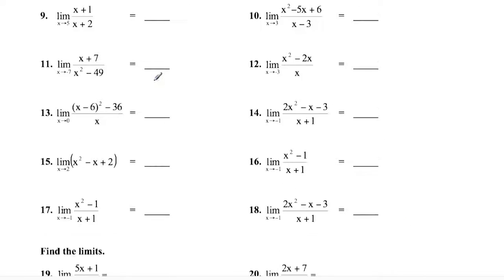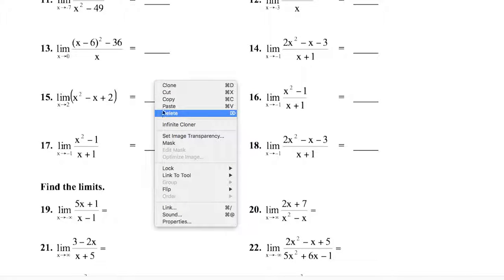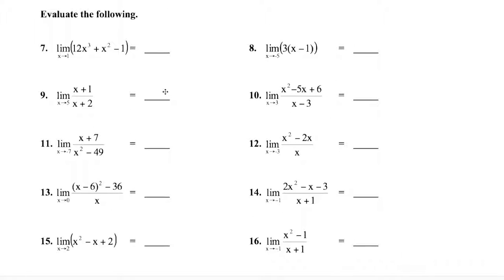Now for the rest of these, we can actually plug in values or factor, and so that's what we are going to do. So if we look at number 7, we can plug in 1. If we plug in 1, we get 12 plus 1, which is 13, minus 1, which is 12. If we look at number 8, we can plug in negative 5, which gives us 3 times negative 6, which is negative 18. Number 9, if I plug this in, I get a 6 in the numerator and a 7 in the denominator. So these limits are nice in that I can just plug in the value that x is approaching, and I get the value of the limit.